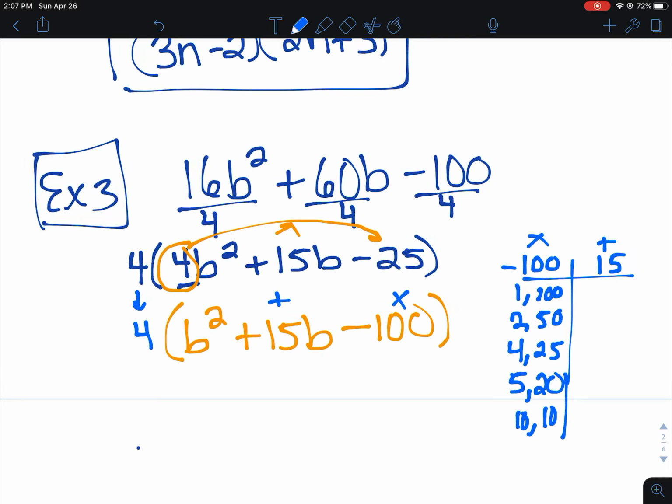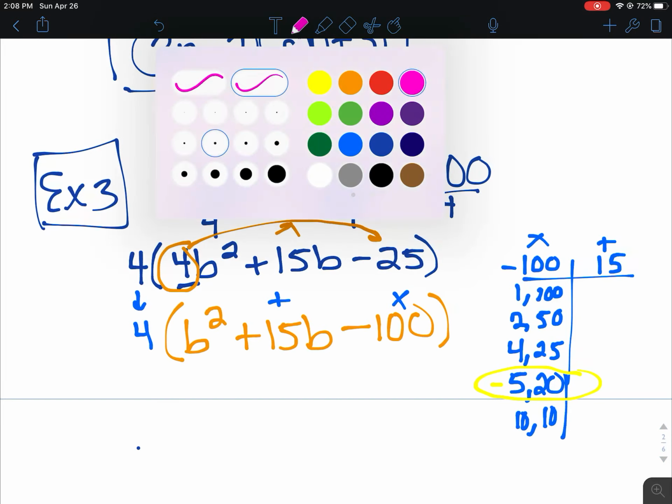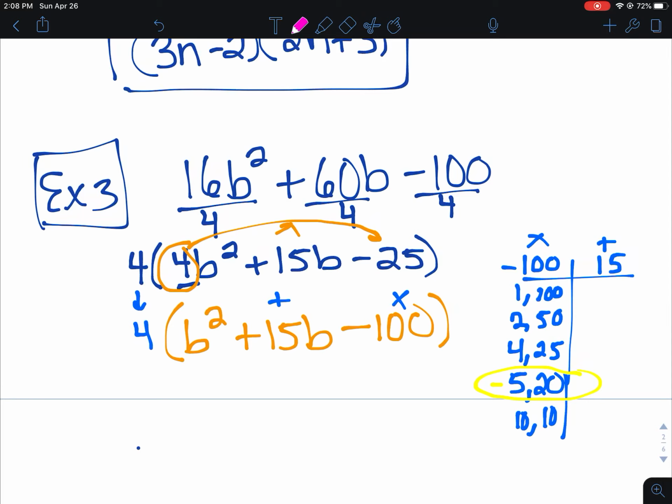So if I look at any of these sets of numbers down here, the only one that seems to have a difference of 15 would be 5 and 20. And if I want positive 15, then I have to make 5 negative, right? So my factors are going to be b minus 5 and b plus 20. Again, the 4 just keeps getting brought down.